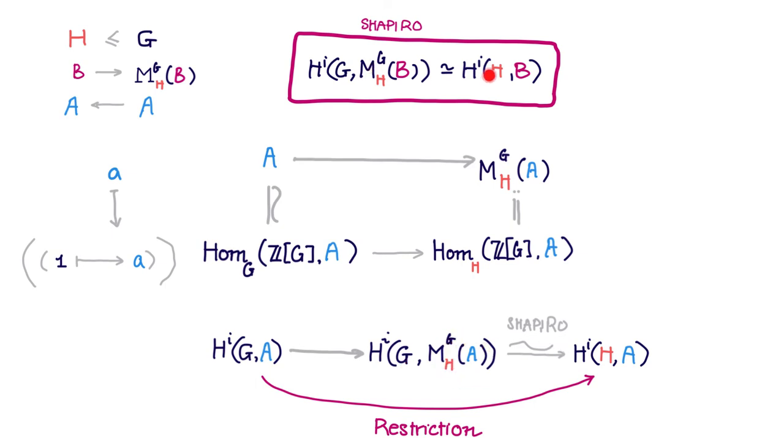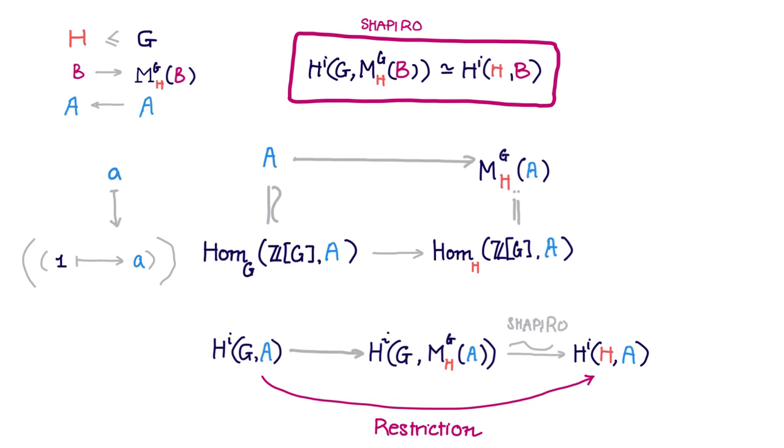Now, by Shapiro's lemma, we could identify these with cohomology groups of H with coefficient in A, and thus this composition gives us the restriction map. So that would be the definition of the restriction map. Now we just need to explain where this homomorphism comes from. Well, recall that by definition, this module is just the group of group homomorphisms from this group ring to A that commute with the action of H. In other words, these are H module homomorphisms from the group ring to A.